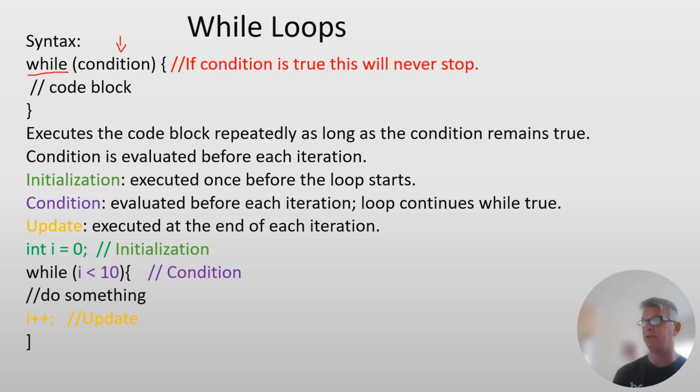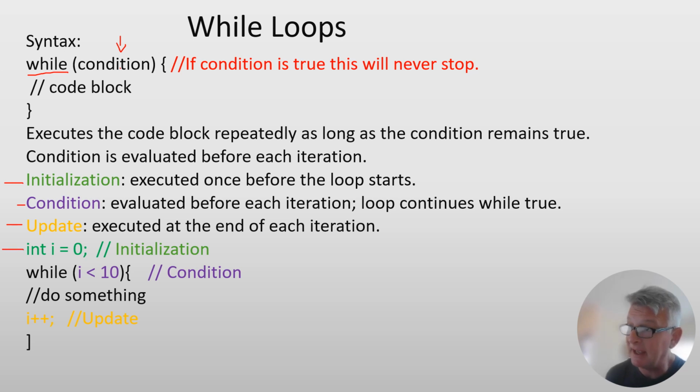Our condition is true. It executes the block repeatedly as long as the condition remains true, and the condition is evaluated before each iteration. Remember: initialization, condition, and update. So a while loop is a deconstructed for loop. That's it. I have to initialize. I have to start somewhere.